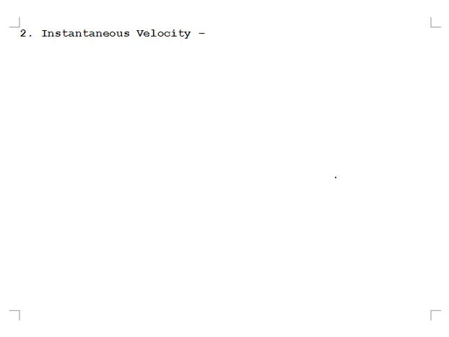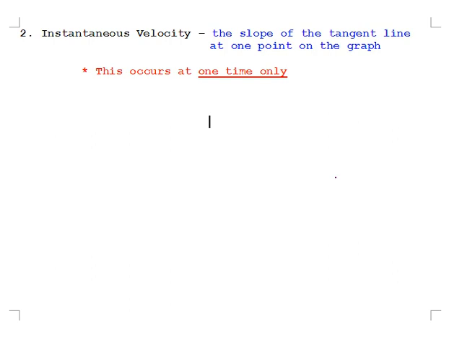The other kind of velocity is called an instantaneous velocity. And that is the slope of a single line, which we call a tangent line. And we draw it at only one point on the graph. The instantaneous velocity occurs at one time because it's the velocity at one instant.